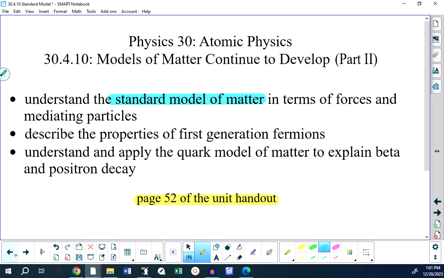Why am I telling you this? To tell you that we're just touching the surface of this. We have to only be at that level. So we're going to be looking at the standard model of matter in terms of forces and what are called mediating particles. We're going to be looking at something called first generation fermions, and then developing the quark model of matter to explain different types of decay.